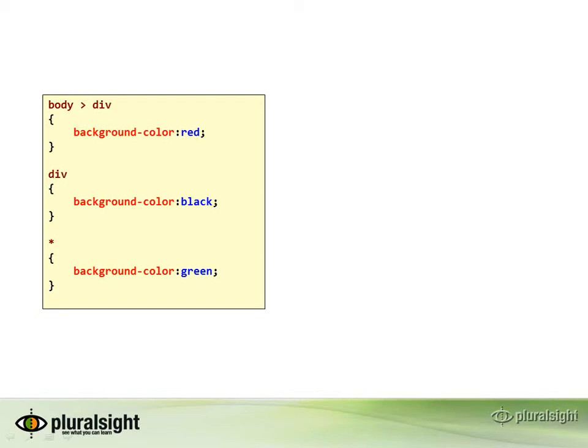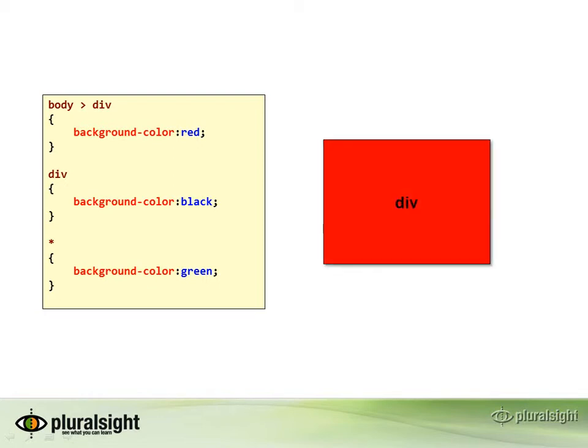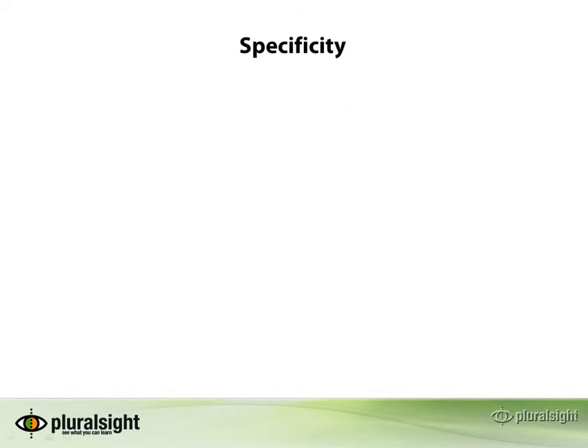However, what we've learned so far still does not explain the sample I showed you at the beginning of this module. Given the three styles that we see on the screen, why would the div appear with a red background? You'd think that the background would be green or black because those rules appear later than the rule that says divs inside the body should have a red background. To answer this question, we have to understand specificity.